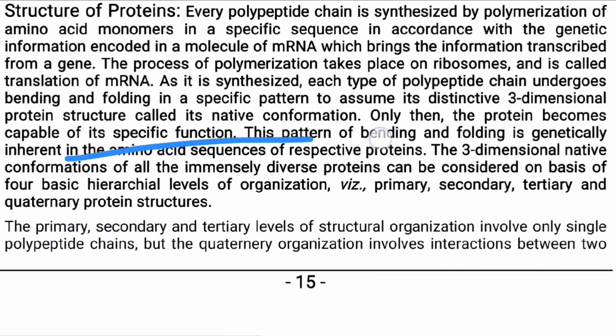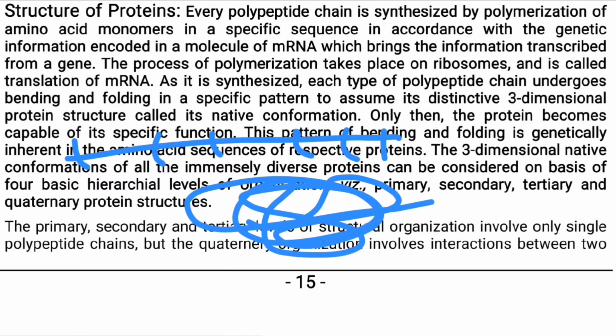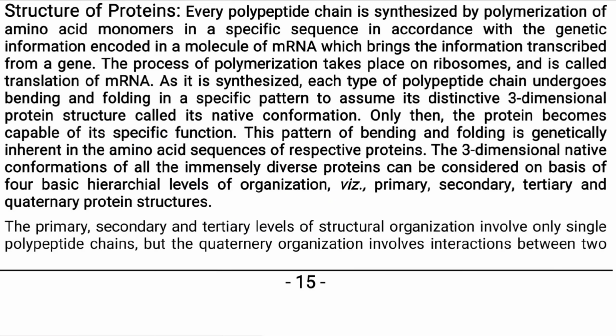Which means if I am drawing a single line, this is not just like the protein structure. Rather, this will be something like a protein structure, and for making this structure, it has to go through the secondary structure, then tertiary structure, or maybe it will be reaching up to the quaternary as well. Only then will it have its three-dimensional structure. Only then the protein will become capable of its specific function. Here, the pattern of the bending and the folding is genetically inherent. The pattern of bending and folding of the protein chain is genetically inherent in the amino acid sequences.